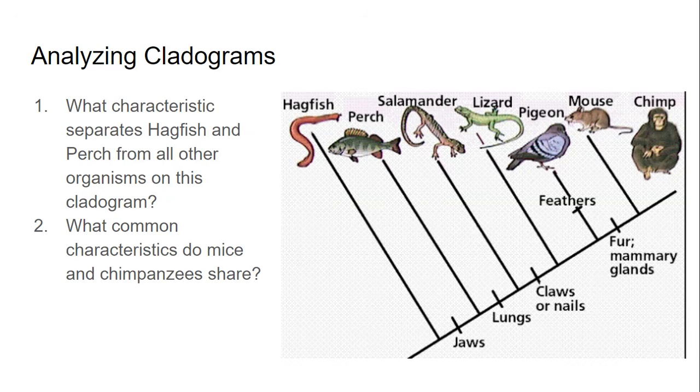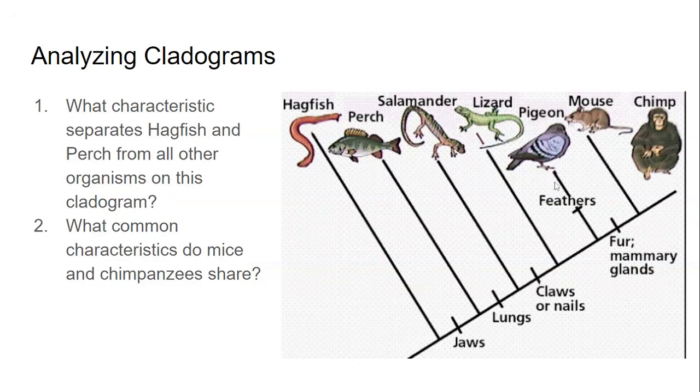So the other question then is what common characteristics do mice and chimpanzees share? So if you look at this cladogram here, mice and chimp are all the way off to the right-hand side. So what's separating these two from all of the other animals, what these common characteristics are that they have, is everything to the left. So we know that mice and chimps have fur and mammary glands, they have claws and nails, they have lungs, and they have jaws.